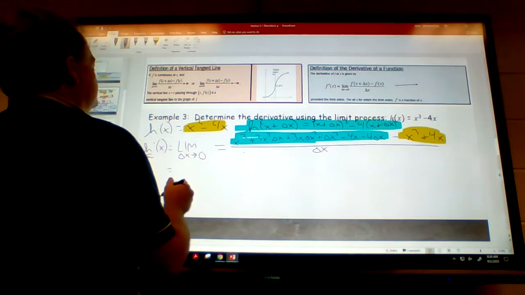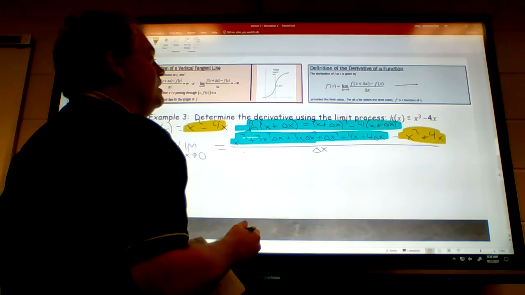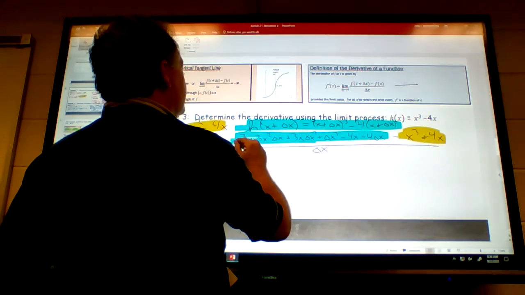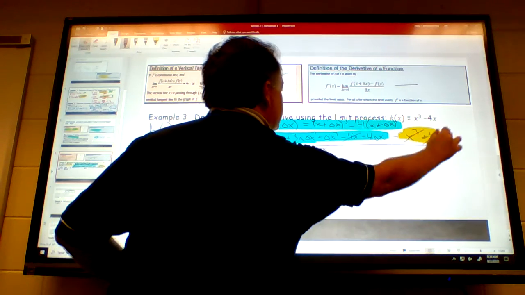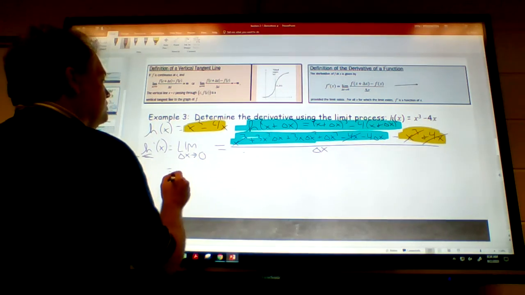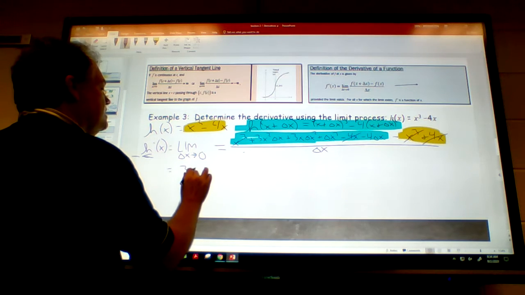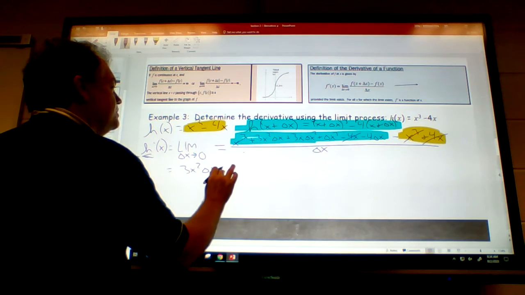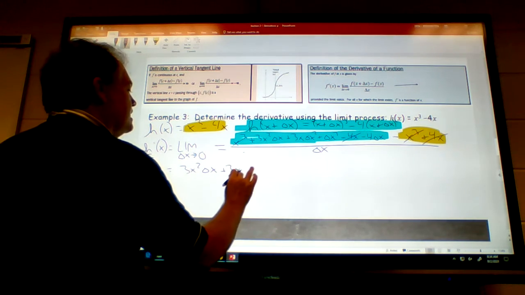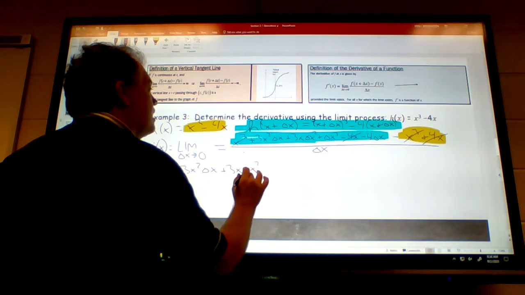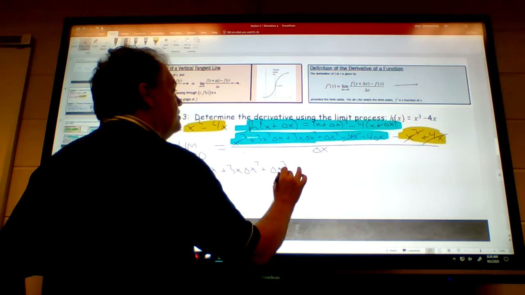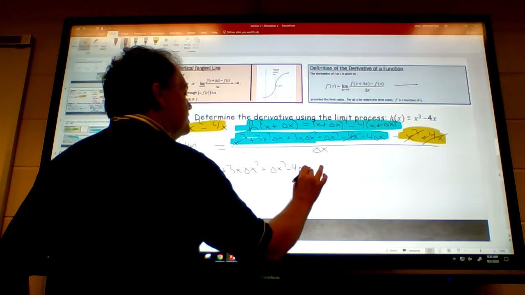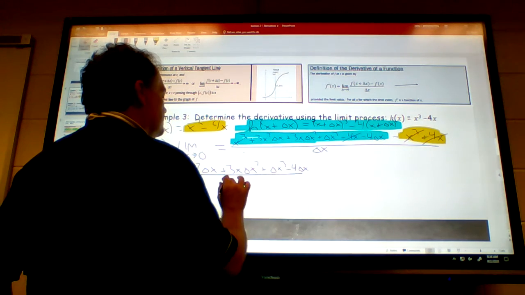Okay. Then what I got to do is cancel out the like terms. I got an x to the third, that cancels out. I got 4x, they cancel out. So here's what I'm left with, equals 3x squared delta x plus 3x delta x squared plus delta x cubed minus 4 delta x all over delta x.